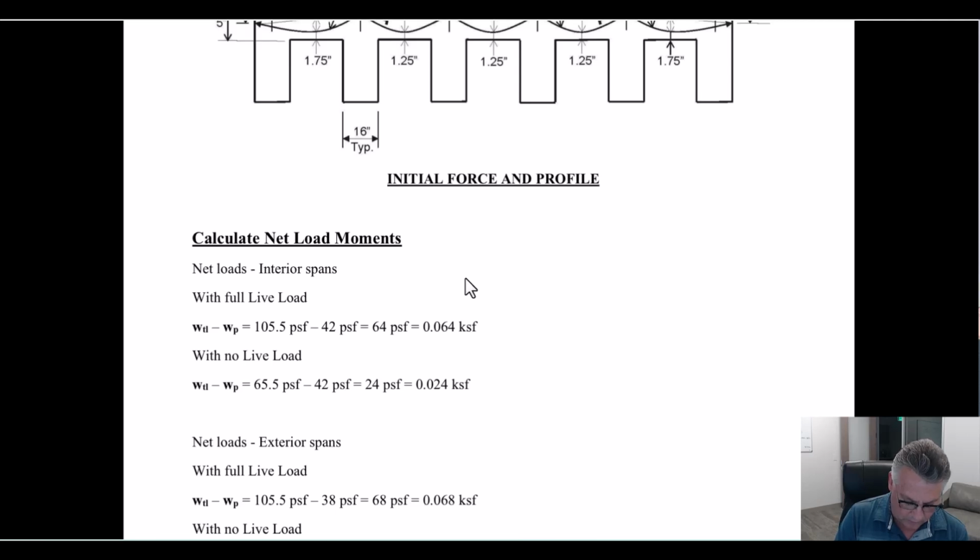Full live load means that we have the full interior span. Total load minus the pre-stressing load would be 64 pounds a square foot. That's with full live load. In the bays where we're going to take the live load off, our total load is just the dead load now. So now we're just the dead load minus the pre-stressing load. And in those bays, we have 24 pounds per square foot.